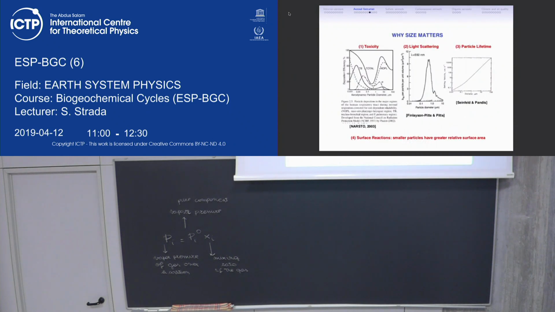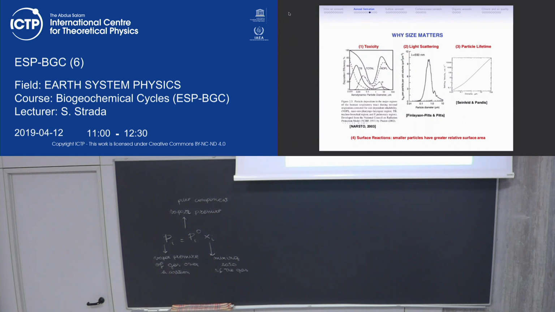And why does size matter? Why do we refer to aerosol mainly based on their size, and classify aerosol based on their size? Well, one reason we have already seen is that their toxicity changes depending on their size and where they can then be stopped in the respiratory system. So here is the same kind of plot that we discussed before about the deposition efficiency as a function of the size of the aerosols, for different parts of the respiratory system. Then another reason is light scattering, because scattering is most efficient when the wavelength has a comparable dimension to the size of the particles. As well, the particle lifetime changes with the size of the particle.